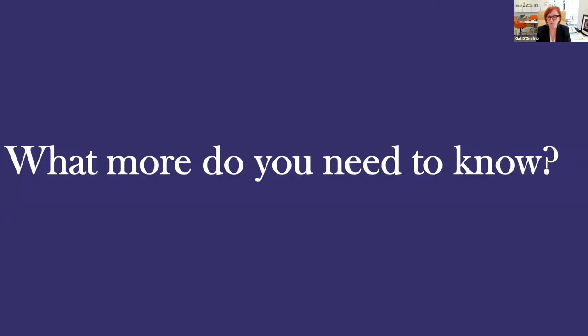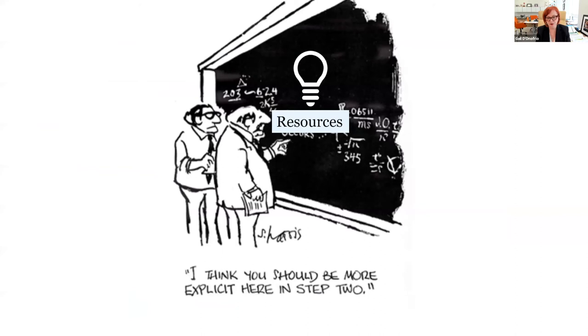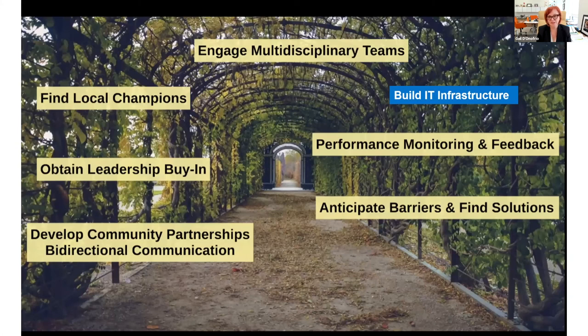So what more do you need to know, or we need to know? I think we should be a little bit more explicit here in step two. These are all the things you have to think about. You have to engage some multidisciplinary teams to help you. You need to find those local champions. And I found in those four sites, the minute the chair just said, you're doing it, things all happened and it just got done. But that took a little bit of time before the emphasis came in.